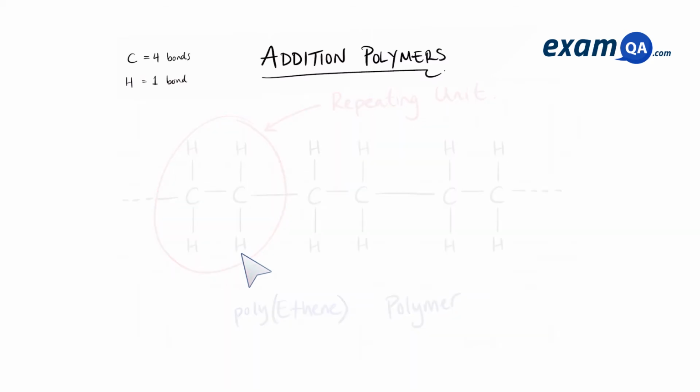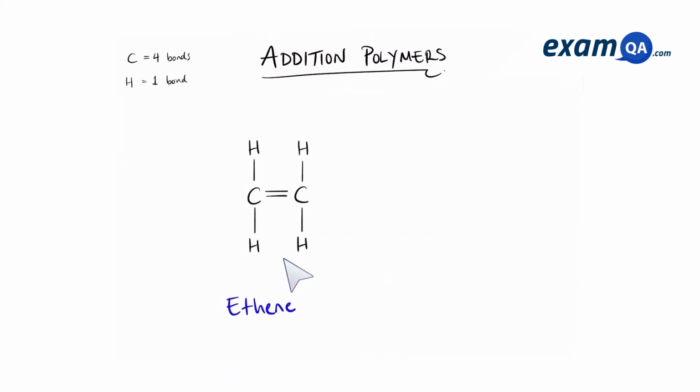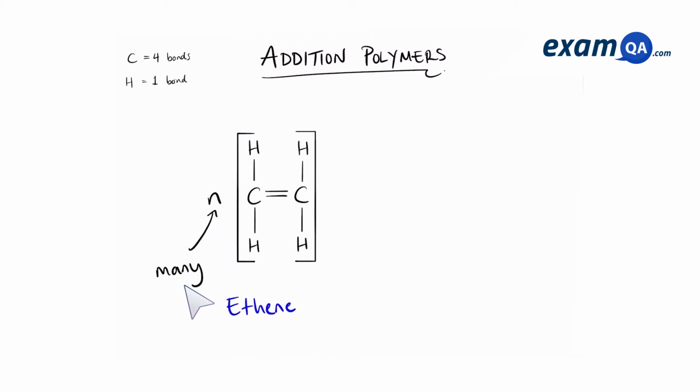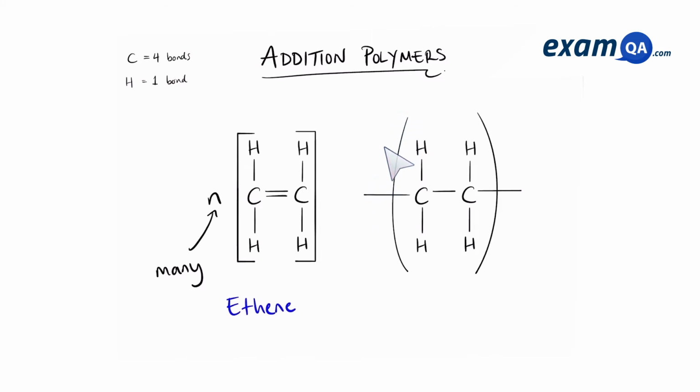So to summarize, ethene was our monomer. This is how you represent the ethene monomer, by putting square brackets around it and writing n. The n just means that there are many of them. And if they ask you to draw the repeating unit, you have to remove the double bond, extend 1 bond from each carbon, put circular brackets, and of course don't forget the little n.